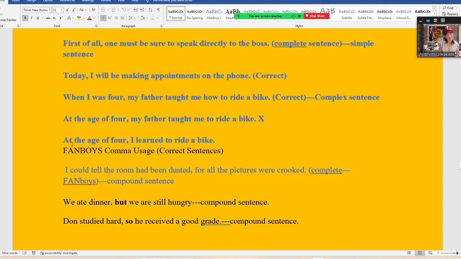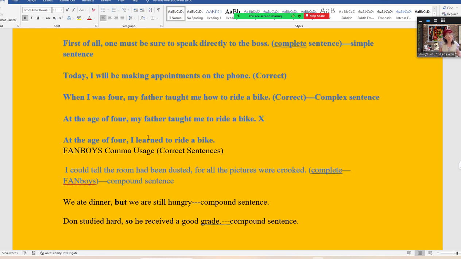Therefore, the correct way of saying it is, at the age of 4, I learned to ride a bike. Because when you have "the age of 4," whatever it's going to modify has to be close to what it's going to modify. And here, this subject is missing. Okay, so this is known as a dangling modifier, when the subject is missing. We're going to go over this in a second.